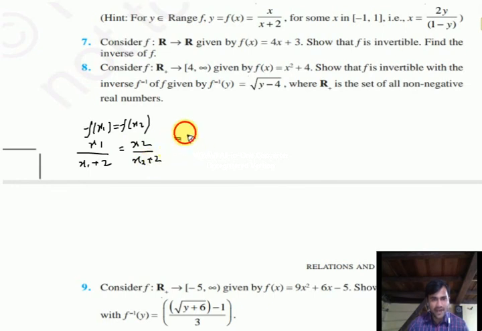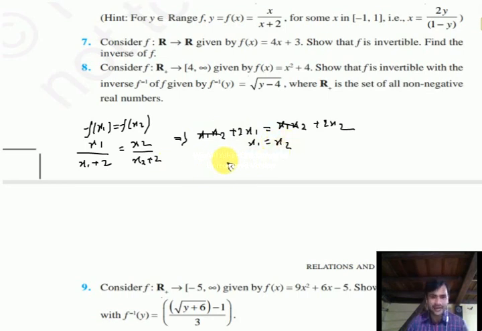Whenever you have denominator terms, then to prove it as either one-one or onto, you need to consider the cross multiplication. So here, cross multiplication gives x1 x2 plus 2x1 is equals to x1 x2 plus 2x2. You can cancel x1 x2 on both sides and 2 and 2 on both sides. x1 is equals to x2. So you need to write it as, for all x1, x2 belongs to domain of the given function, f of x1 is equals to f of x2 implies x1 is equals to x2.